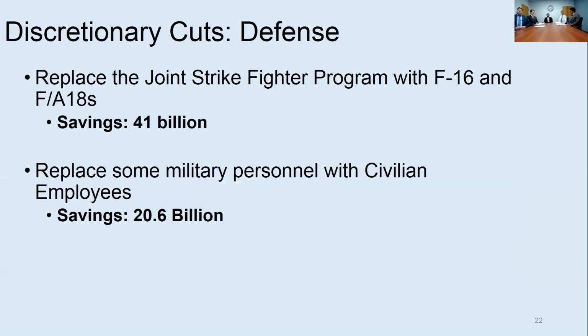Our first 2 discretionary cuts come in the Defense Department. We propose replacing the Joint Strike Fighter program with F-16 and F-18. This results in a savings of $41 billion. We believe that the additional schedule delays and cost growth of the F-35 program far outweigh the stealth benefits we gain, and the F-16 and F-18s will be sufficient enough to meet any threats we may face. Further, we propose replacing some military personnel with civilian employees. This is not a suggestion to replace higher-end contract workers, but rather lower-level clerical workers, as civilian employees are cost-efficient and can be more effective or just as productive.